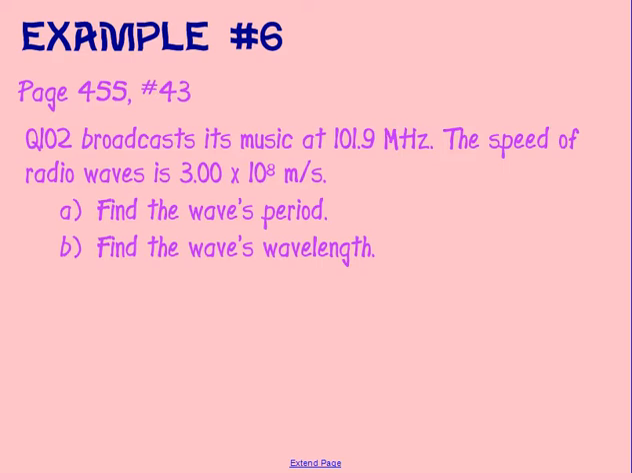The speed of radio waves is 3 times 10 to the 8th meters per second, and we're asked to find the wave's period and the wave's wavelength. First of all, it's important to note that you will need to know the prefixes for this chapter, as it's important for frequencies to be given in megahertz or gigahertz.